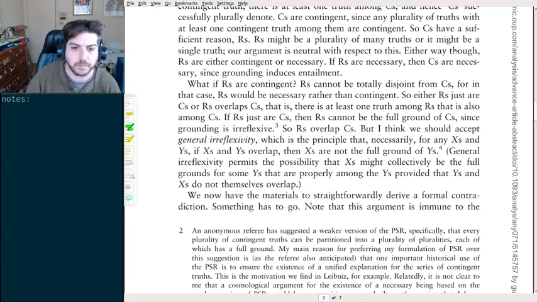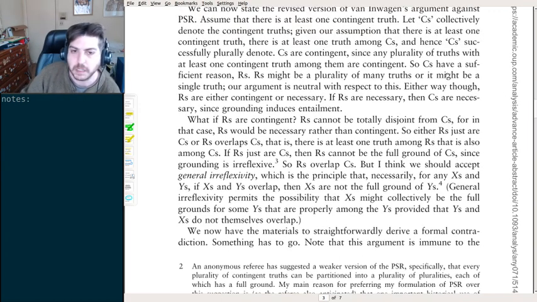Alright, so where are we? So we've got a whole bunch of C's. These are the contingent things, and we've got R's, the reasons, and these things, the C's and R's might be groups of things, pluralities of things, and so we've got a many-to-many or plurality-to-plurality grounding relation going on here.